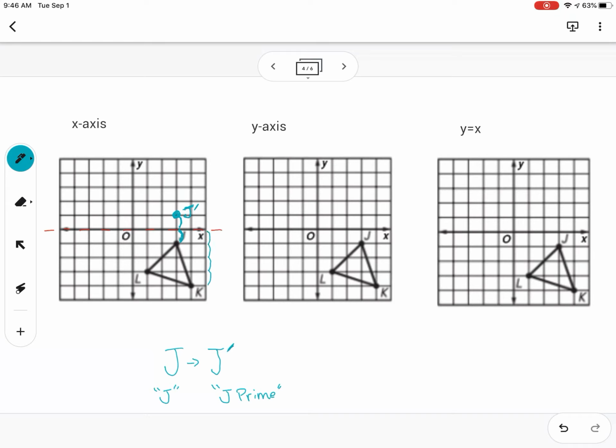For K, it's 1, 2, 3, 4 spaces. So I'm going to take K 4 more spaces: 1, 2, 3, 4. So K prime is going to be here. And then for L, L is 1, 2, 3. So go 3 more up. L prime will be in this spot. I'm just going to draw my triangle, and I'm done. So you're going to count the spaces from the x-axis.